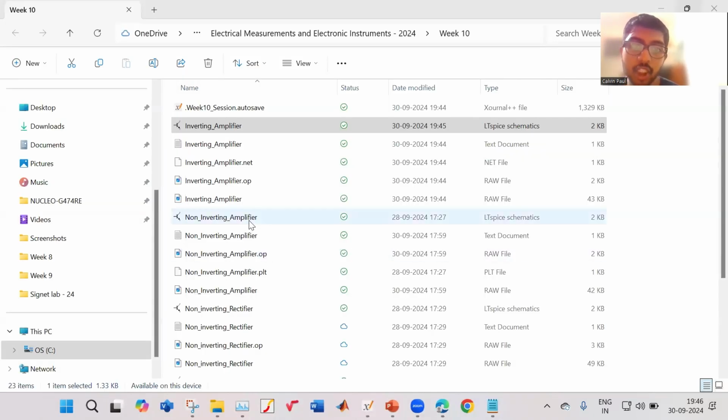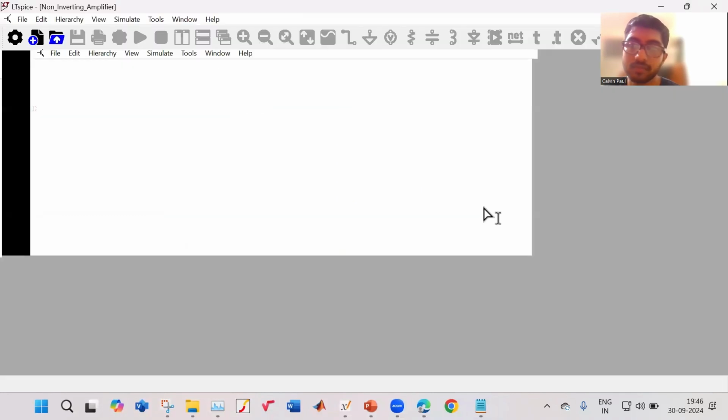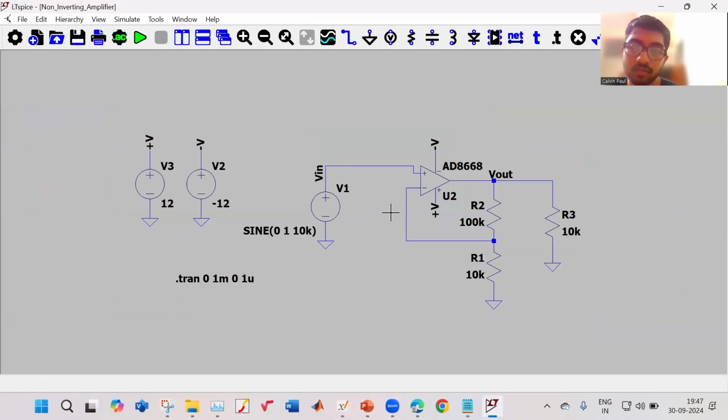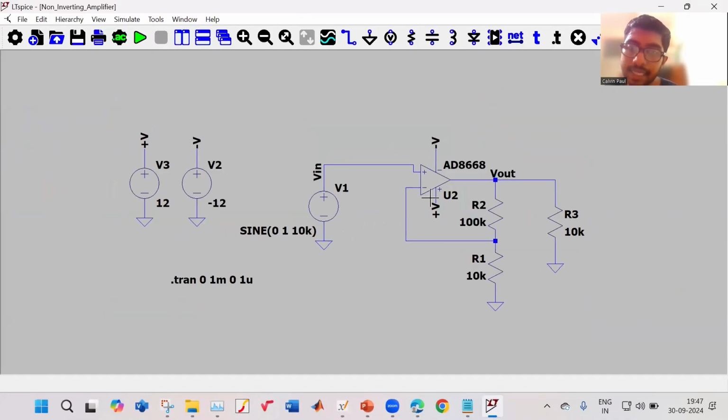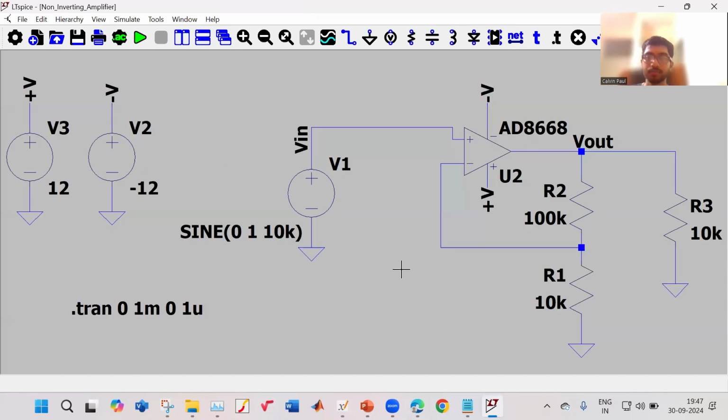So now we will check the non-inverting amplifier. So in this case, what is the gain? इधर gain कितना होगा? 11. Yes, the gain should be 11.